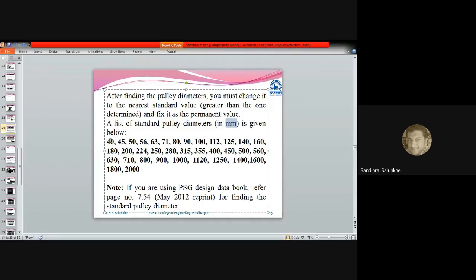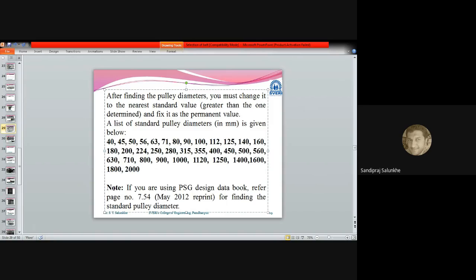At the time of examination, these types of charts will be provided to you in the question paper only, or they will be supplied later on while solving that problem. So we don't have to worry about these values. We don't have to learn these values by heart. This chart will be provided to you while solving the problem.